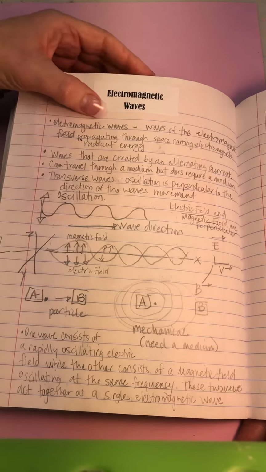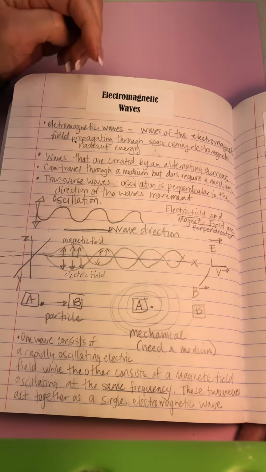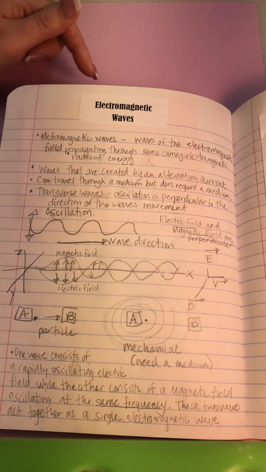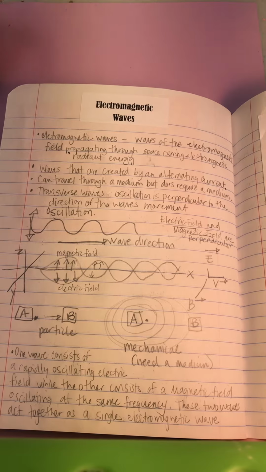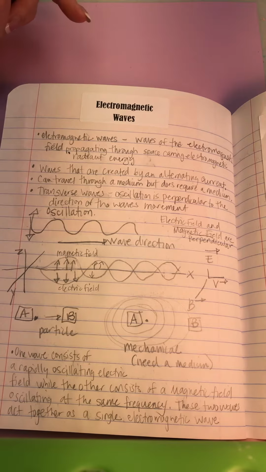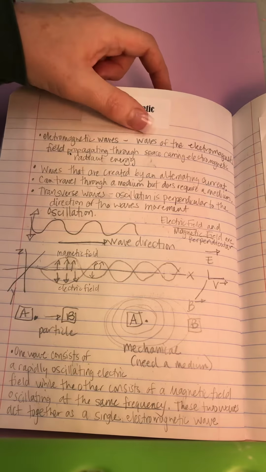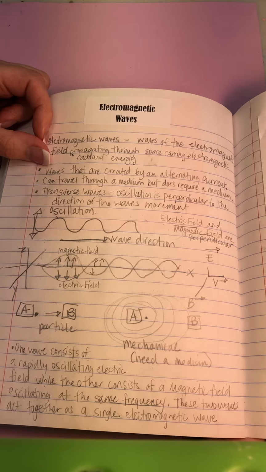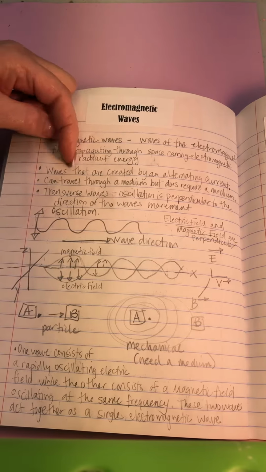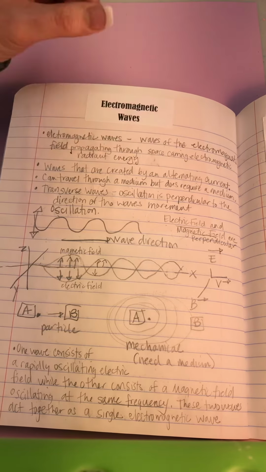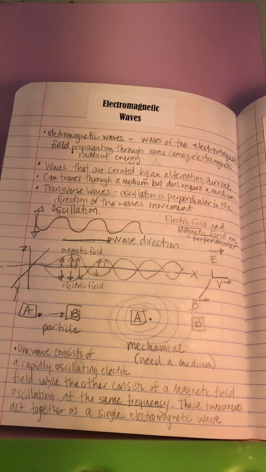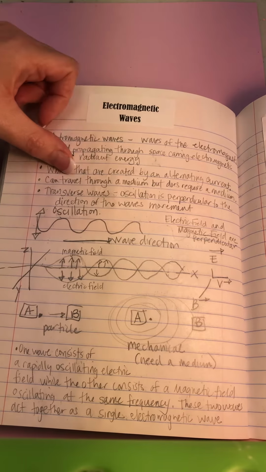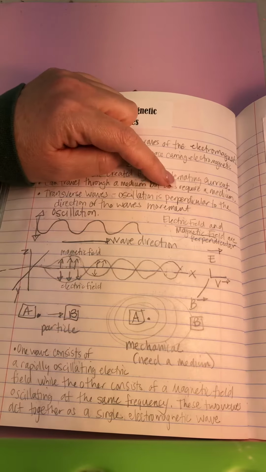And so, studying electromagnetic waves, we realized that they were waves of the electromagnetic fields. So the magnetic field moving and the electric field moving, propagating through space, carrying electromagnetic radiant energy. So we realized that these waves are created by alternating current. So as you alternate the current, then the waves are able to propagate. They can travel through a medium, but they do not require a medium.